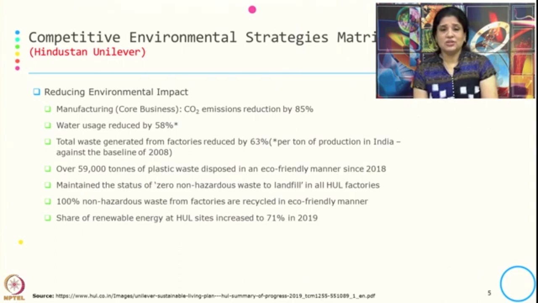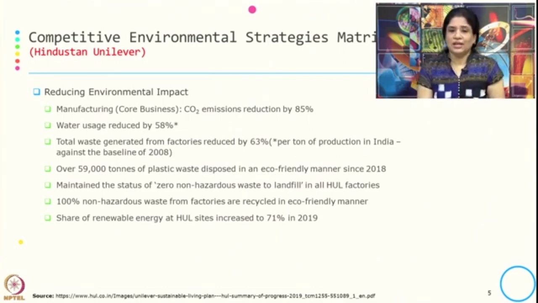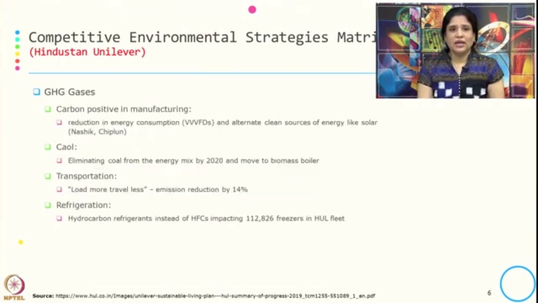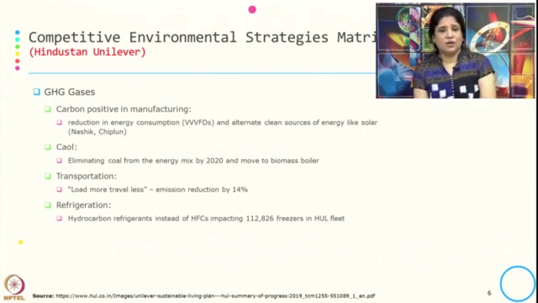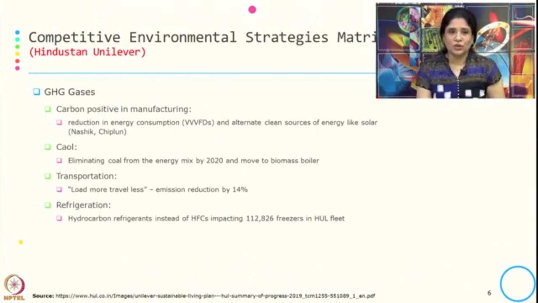Then they have maintained the status of zero non-hazardous waste to landfill in all HUL factories, and the share of renewable energy at HUL sites increased to 71% in 2019. This is the initiative for GHG emissions, that is carbon positive manufacturing. The second one is eliminating coal from the energy mix by 2020 and moving to biomass boilers.